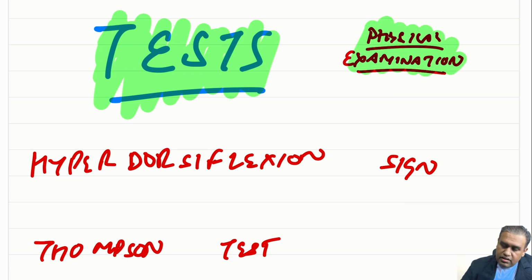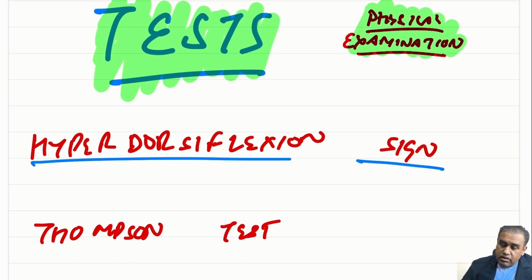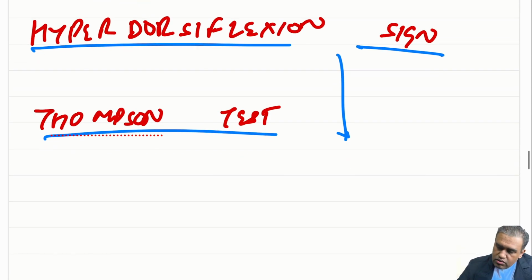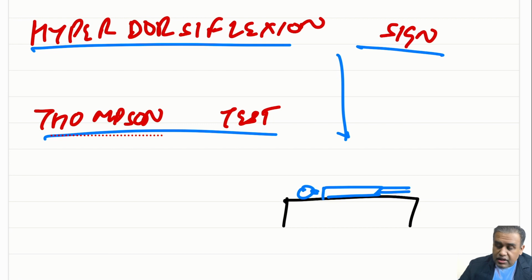One over here is a hyperdorsiflexion sign, and one over here is the Thompson test, the common ones which are done. Now what is this hyperdorsiflexion sign? Let us see this first of all. In this test, you ask the patient, suppose this is the bad leg, to lie prone. So the patient will be lying prone, with the head, the neck, the trunk and the thigh over here. Then you ask the patient to flex the knee by 90 degrees.